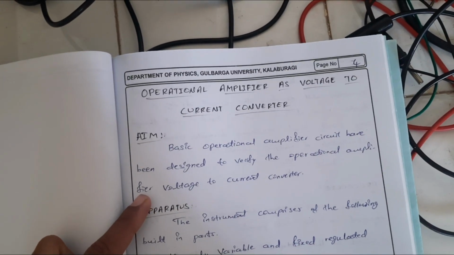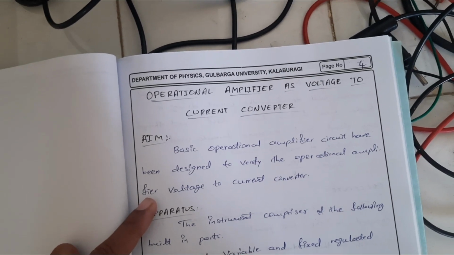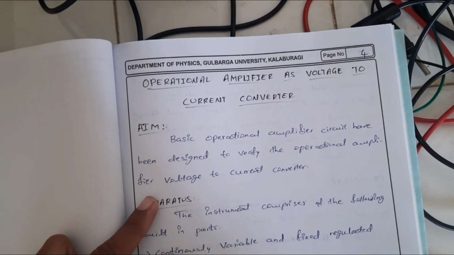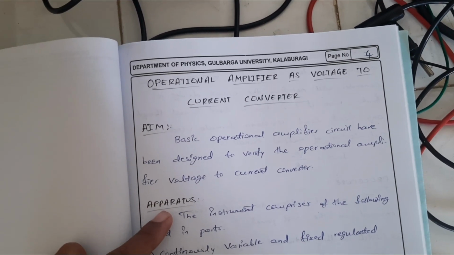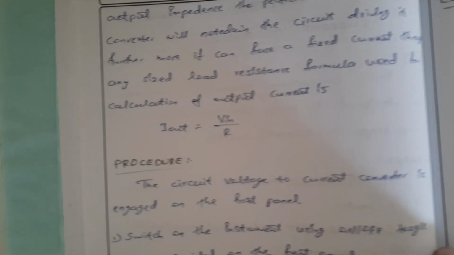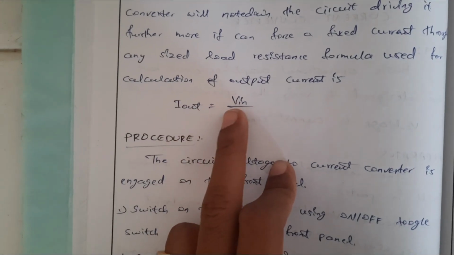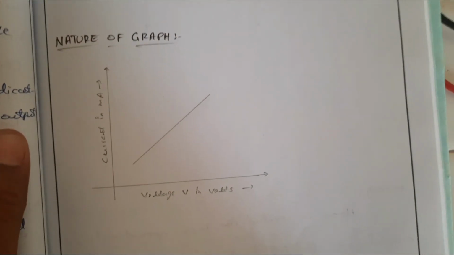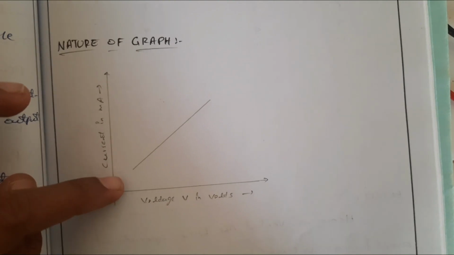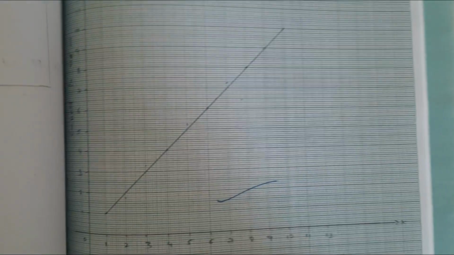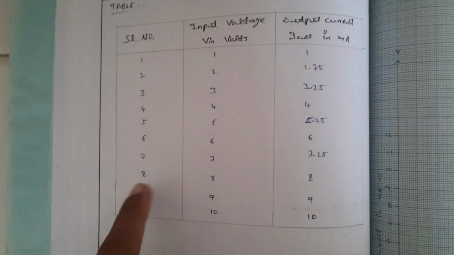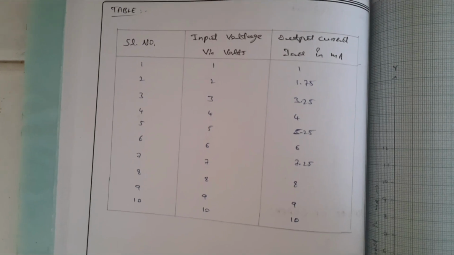Here is the aim of the experiment. The basic operational amplifier circuit has been designed to verify the operational amplifier as a voltage to current converter. The formula to calculate the output current is equal to the input voltage divided by the resistance. Once we plot the graph of current versus voltage, the nature of the graph must be a straight line. This is the tabular column for the voltage to current converter.